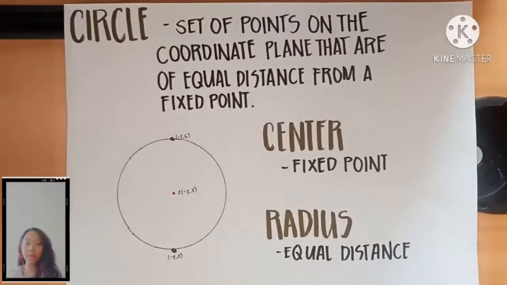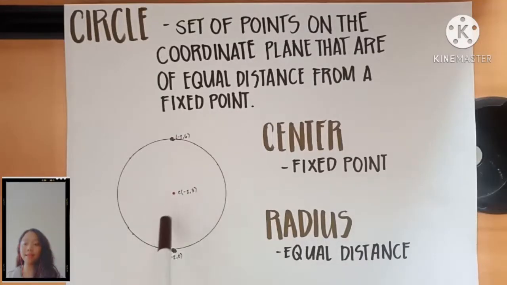And welcome to Pre-Calculus 12, and my topic is about circle, the first conic section. A circle is defined as the set of points on the coordinate plane that are of equal distance from a fixed point. As you can see, there's a figure here, it's a circle.